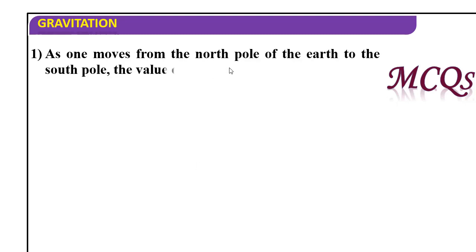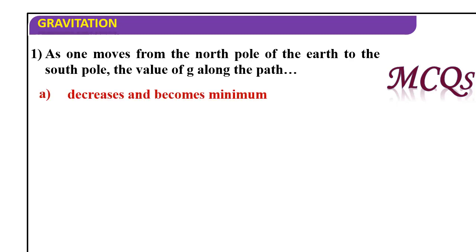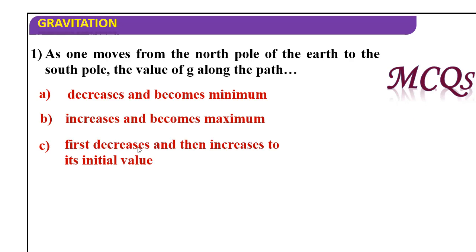As one moves from the north pole of the earth to the south pole, the value of g along the path, what happens? Decreases and increases, or decreases and becomes minimum, increases and becomes maximum, or first decreases and then increases to its initial value. So this is the answer.